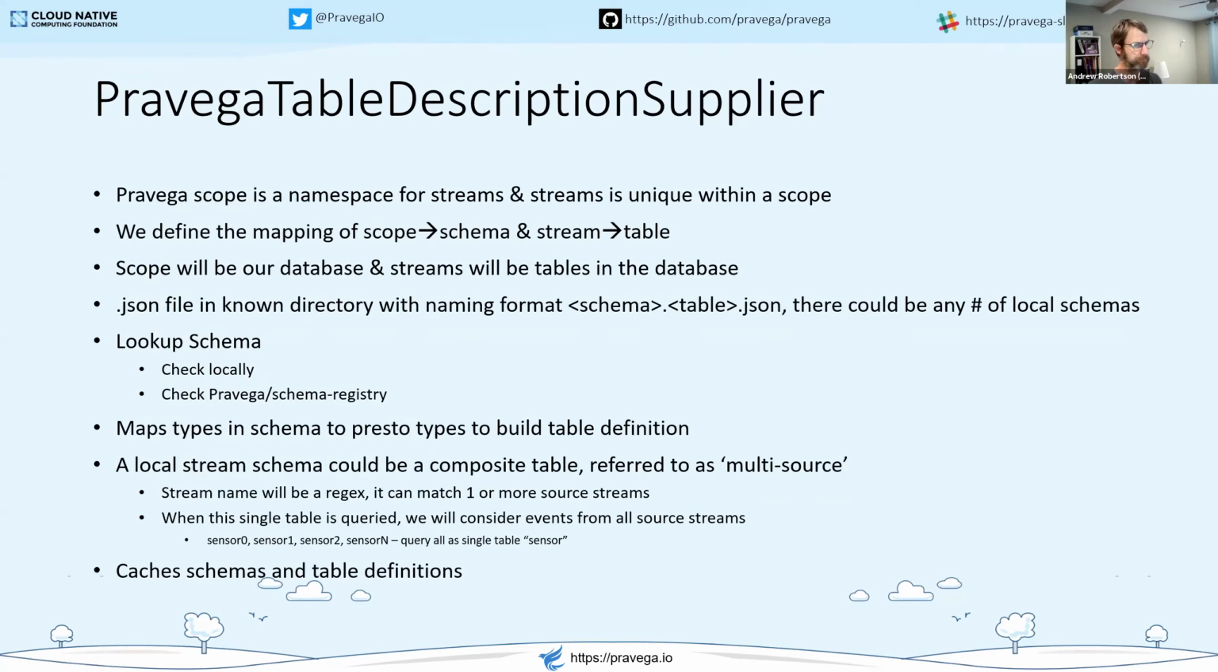The other thing it supports is being able to query multiple streams at once. A lot of times in Pravega, you may have a lot of streams that are doing similar things, maybe from different sources. So if you had streams of the same type, sensor 0 through sensor n, you can set that up to query them all as a single table. And it does the caching of schemas and table definitions.